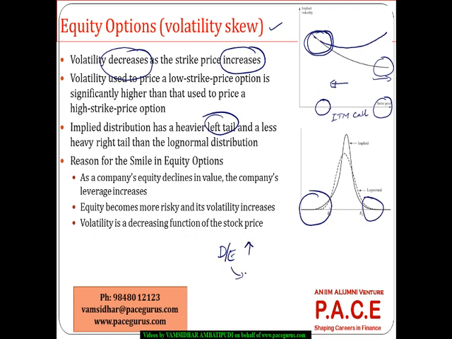Then the equity becomes more and more risky. And if the equity is becoming more and more risky, the volatility of the company is increasing drastically. And as the stock price is increasing, I could see that the volatility keeps decreasing. That's one of the prime reasons we could clearly see this kind of a shape with respect to the equity option. When the stock price is decreasing, we see that the leverage increases, so the volatility increases, and vice versa.